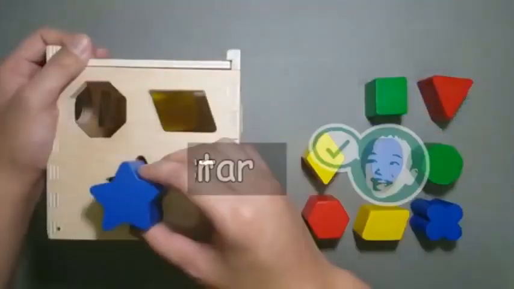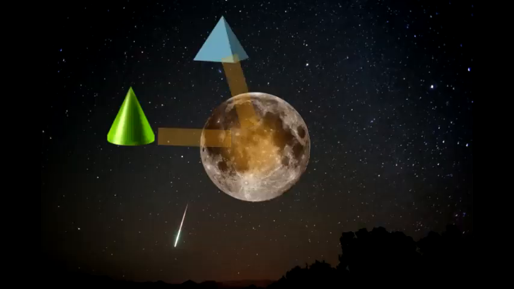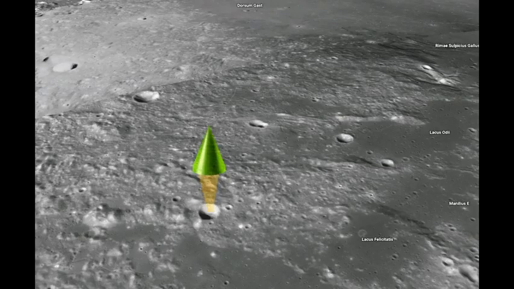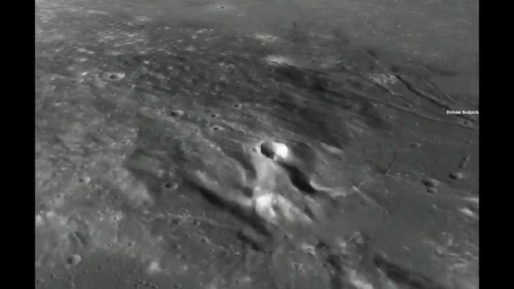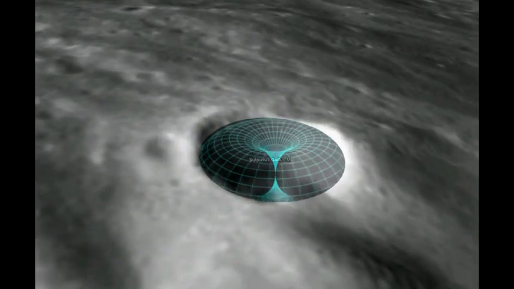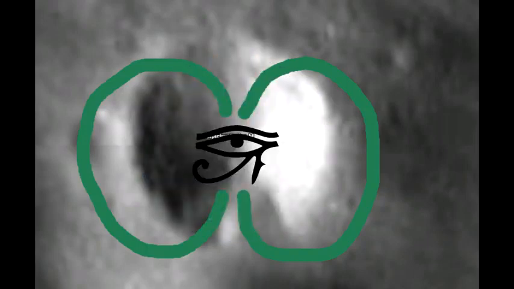Let's take an example with this child's game. Which form fits in what form? Now let's compare it with the bigger Earth. And let's suggest that every crater has its own electrical pattern. So our crater has the toroid pattern, with in the center the Eye of Horus.